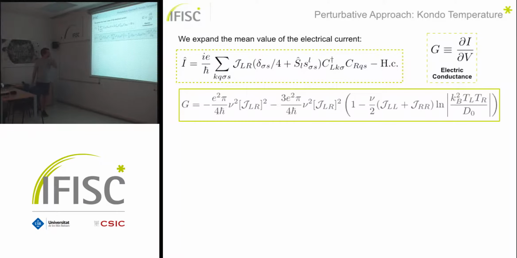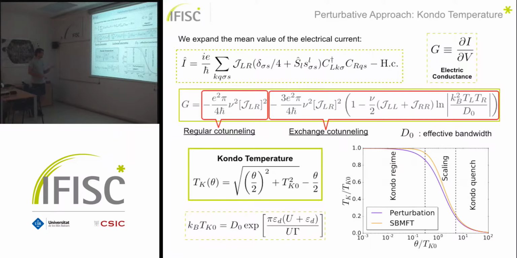And we find a Kondo temperature which is dependent on theta, which depends on the intrinsic Kondo temperature, which is the temperature at theta equals 0. And it has this shape. At first, we have a Kondo regime where the Kondo effect prevails. Then the Kondo effect is quenched, and at the end it disappears totally. Okay, this is one model.